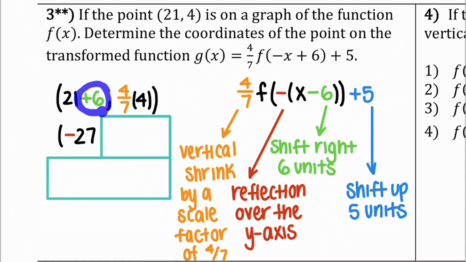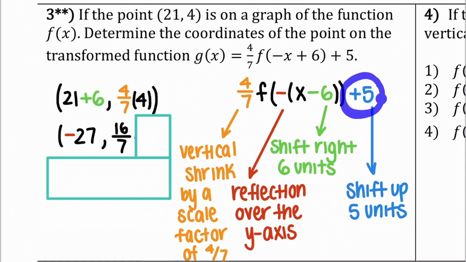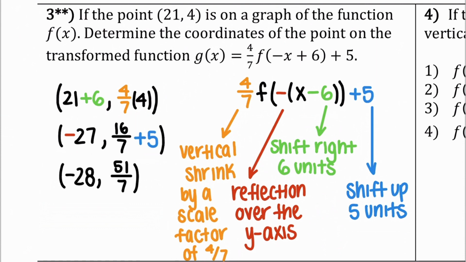27. So after we add 6, then we're going to negate our values of x as such. And then over here, the 16 over 7, now we can finally apply the transformation of shifting up by 5 units, so we're going to add 5 to that. So therefore, our final answer should be negative 27, 51 over 7. And that is our final answer.